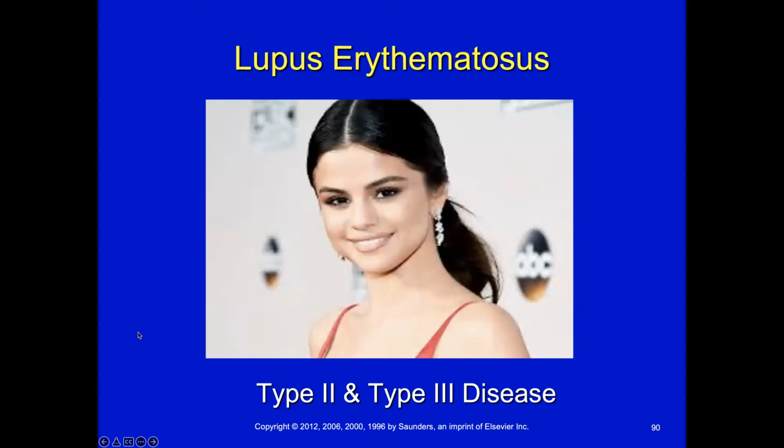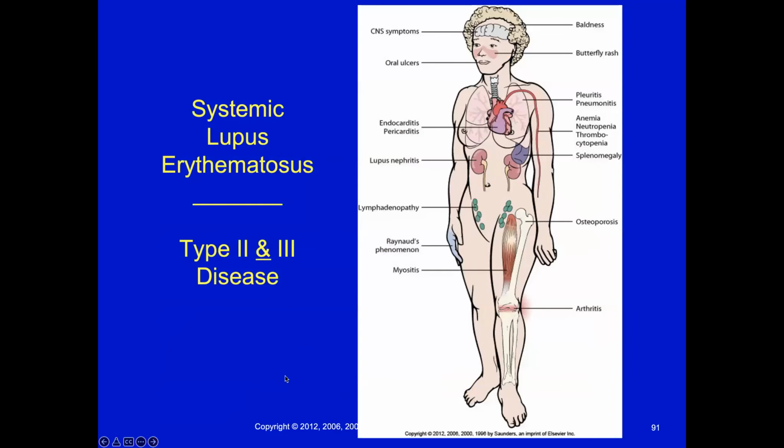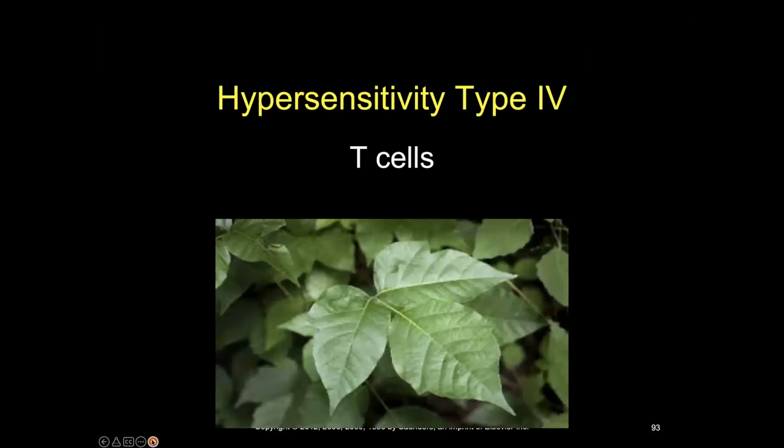Lupus. Here we have Selena Gomez, and she has both type 2 and 3 disease. Again, all of these different places in the body are affected. The video goes into greater detail, so be sure to watch that.